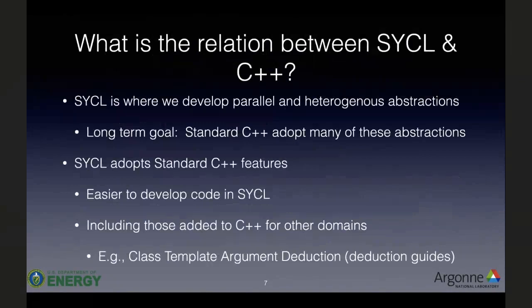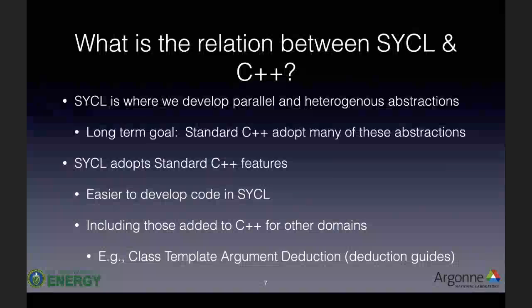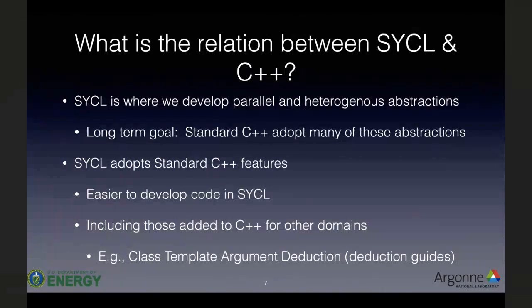So we have SYCL and C++. How are the two related? SYCL is where we develop the parallel and heterogeneous abstractions, but our long-term goal is to put many of these things into standard C++. And as new standards come out, we adopt their features to make it easier to write SYCL code. We also take features that were developed not for HPC but for other domains, like class template argument deduction and polymorphic lambdas. There are also types like span, optional and variant that we take advantage of.